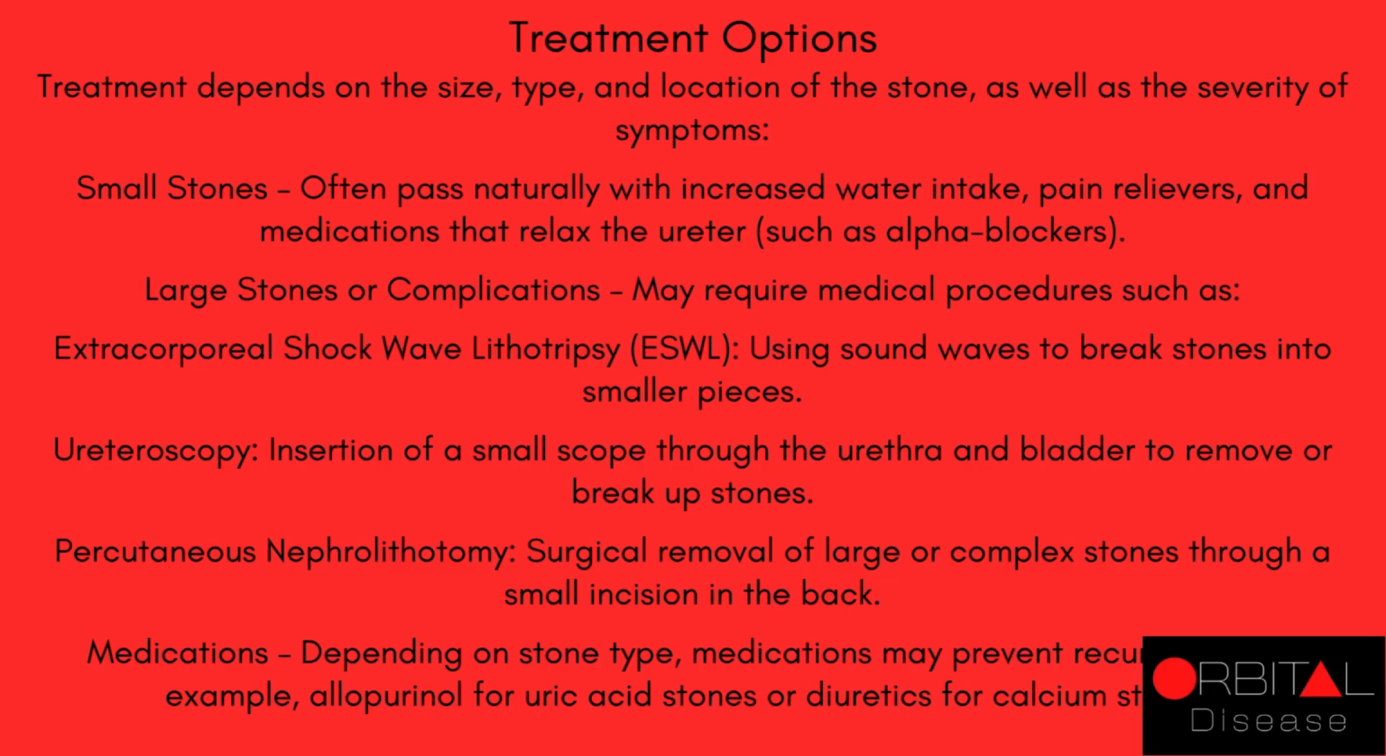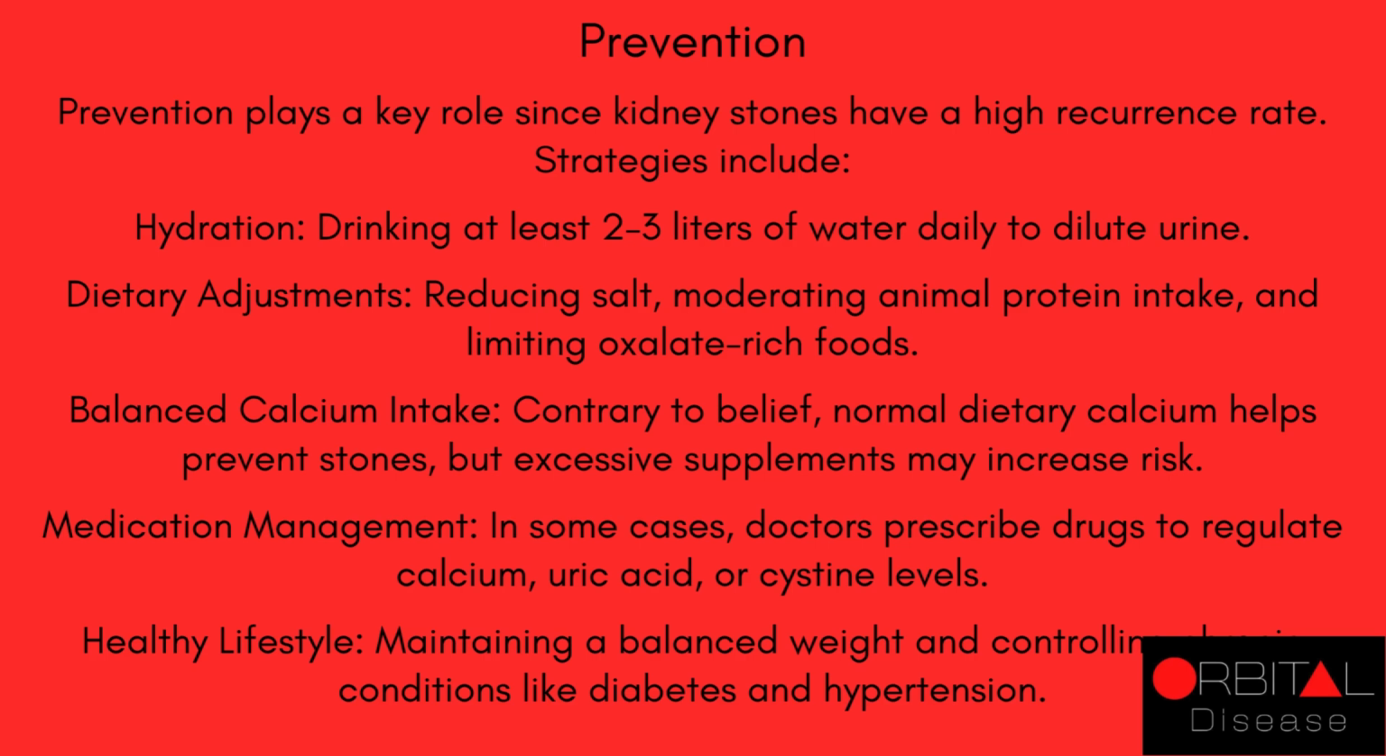Medications: depending on stone type, medications may prevent recurrence. For example, allopurinol for uric acid stones or diuretics for calcium stones. Prevention. Prevention plays a key role since kidney stones have a high recurrence rate. Strategies include hydration, drinking at least 2 to 3 liters of water daily to dilute urine. Dietary adjustments, reducing salt, moderating animal protein intake, and limiting oxalate-rich foods.